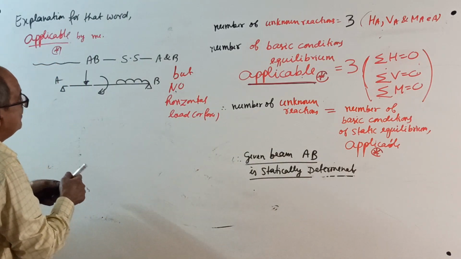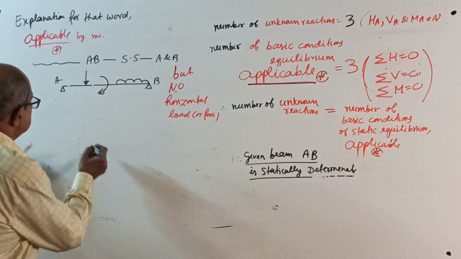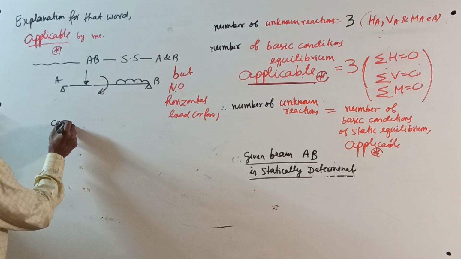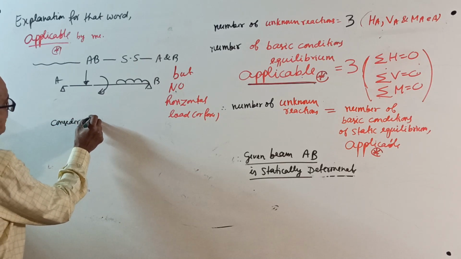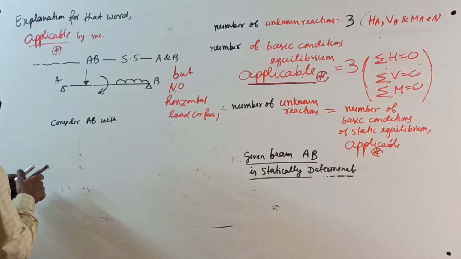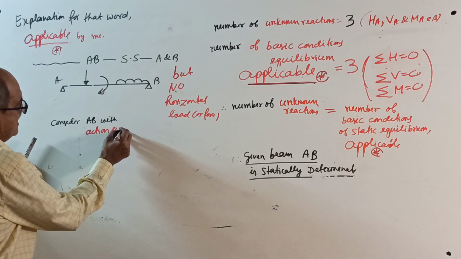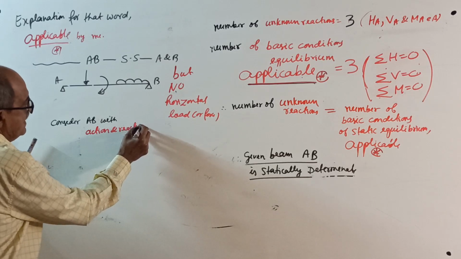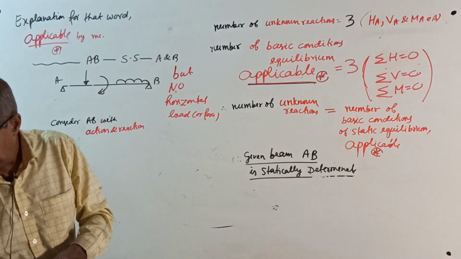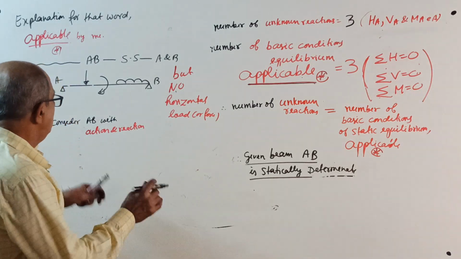Now write one more sketch here. Consider beam AB with, as I told, action and reaction. Actually, this pen is giving trouble. I should change that one. Some ink is required. Okay, I will try something. Okay, yeah, start.